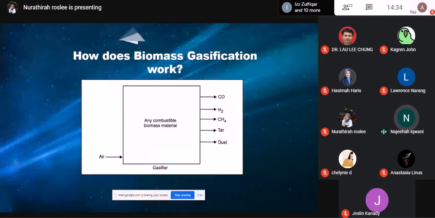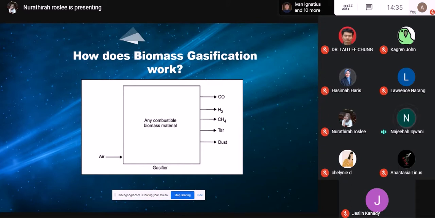So how does this biomass gasification work? Basically, the gasification process converts organic or fossil-based carbonaceous material at high temperature, which is above 700 degrees C, without combustion, with a controlled amount of oxygen or steam, into carbon monoxide, hydrogen, and carbon dioxide. The carbon monoxide then reacts with water to form carbon dioxide and more hydrogen via the water gas shift reaction. Hence, an absorber or special membrane can separate the hydrogen from this gas stream. Actually, in biomass gasification, combustible biomass material is converted into carbon monoxide, hydrogen, methane, tar, and so on at high temperature with the presence of air in the gasifier.